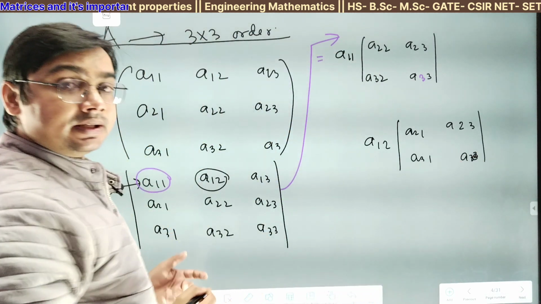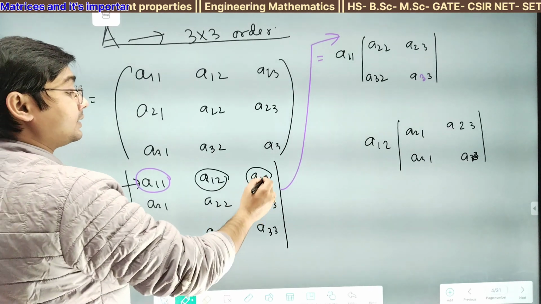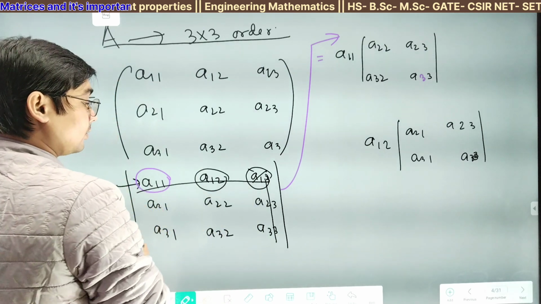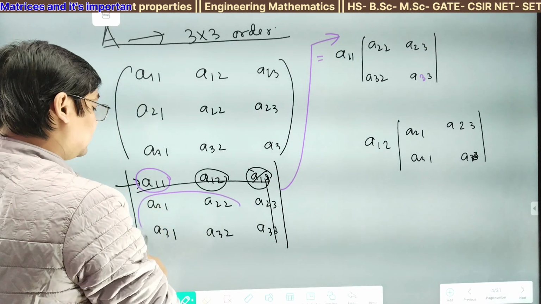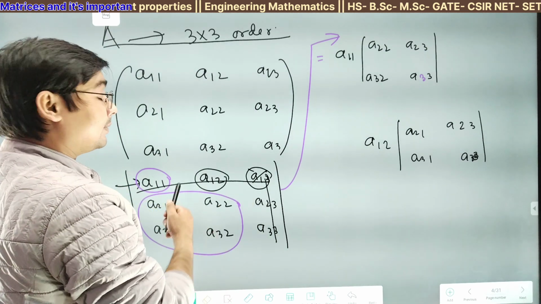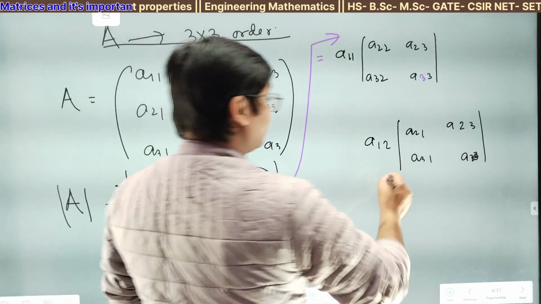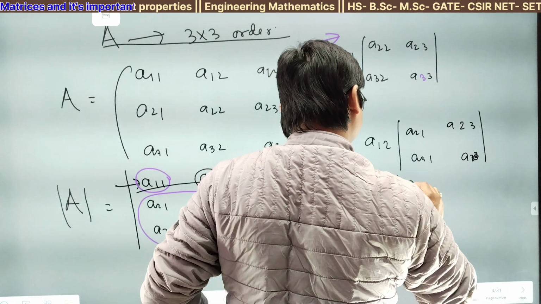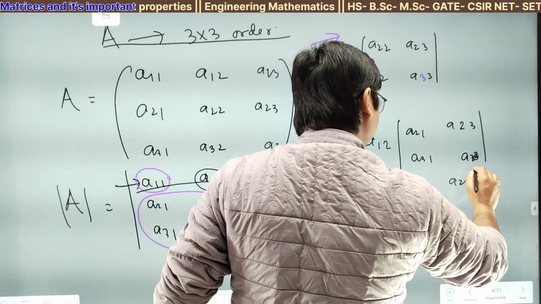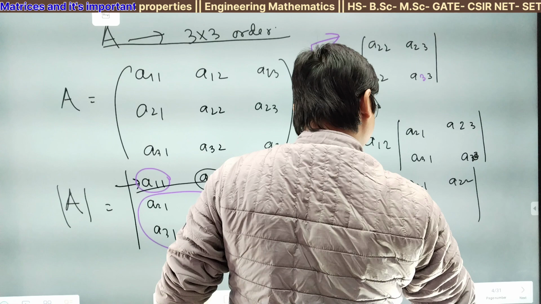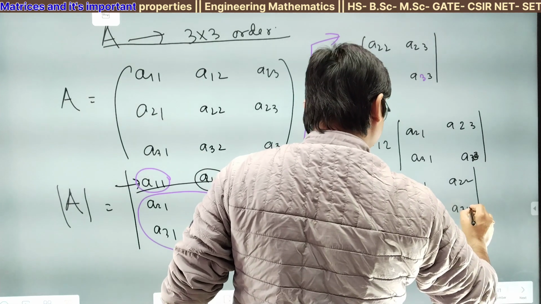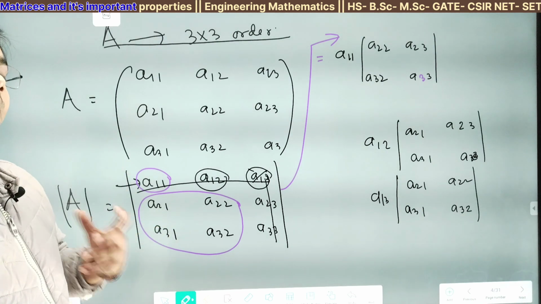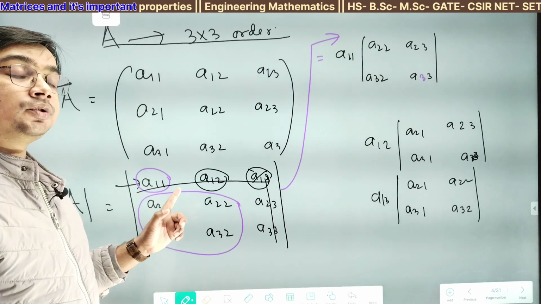And then similarly you take the last element here also, this one. Then again you delete this column and this row. So these 4 elements will be there. Now you take the determinant of them. So here will be A13 and you take the determinant. This will be A21, A22, A31, A32. Yes.